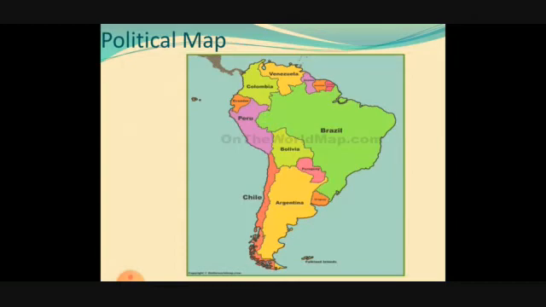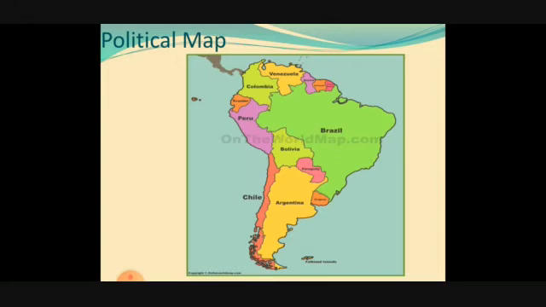Now you can see the political division. And the second part of our chapter is political division. And in the political division, you can see countries like Brazil, Venezuela, Colombia, Peru, Bolivia, Argentina, and Chile. And in this part, about 13 countries and their capitals are given, and it is compulsory for you to learn all the capitals and the countries. You have to learn them by heart.